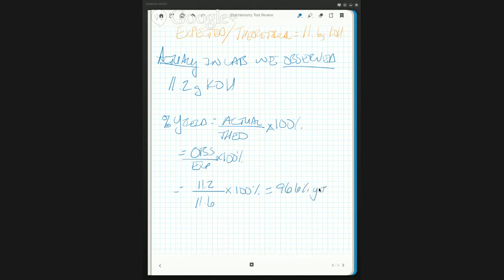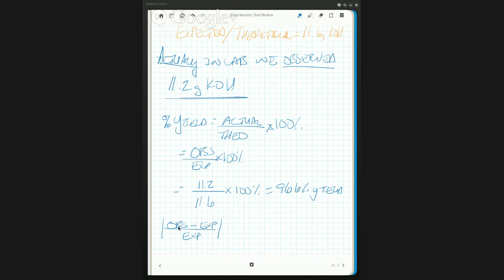96.6% yield. Okay, great. But how far off were you from getting it right? Let's say they didn't ask the percent yield. Let's say the question just came right out and said you got 11.2, but what's the percent error of that? Well, the way that you would solve that is to say, it's the observed minus the expected, all divided by the expected. And that's an absolute value.